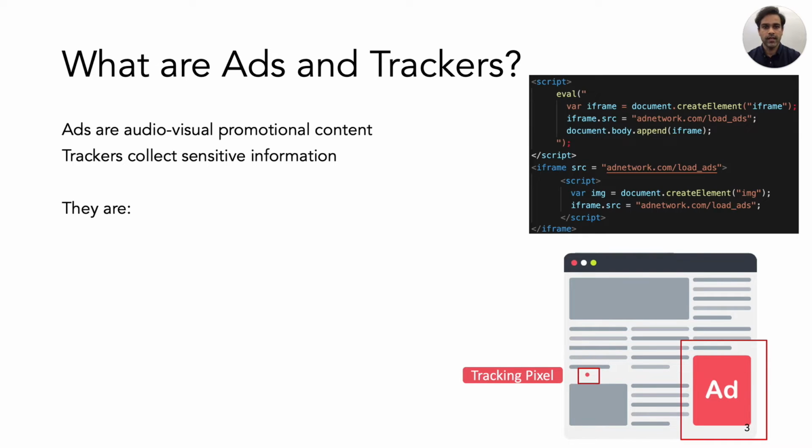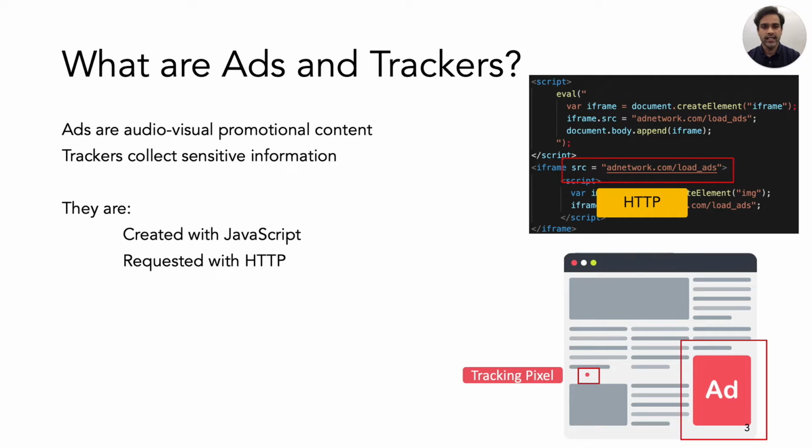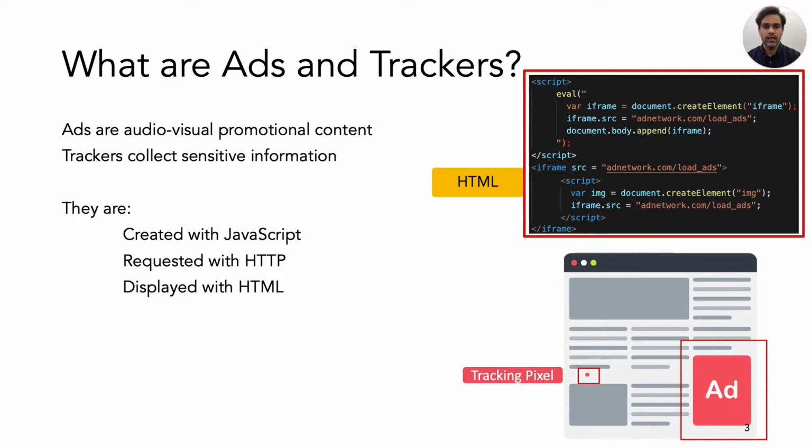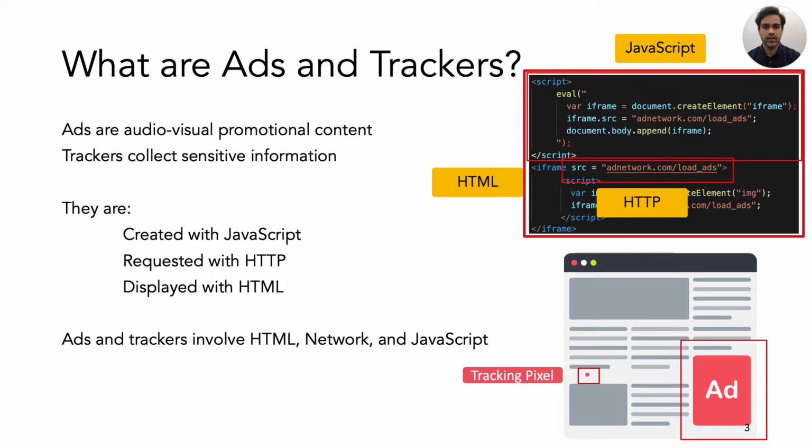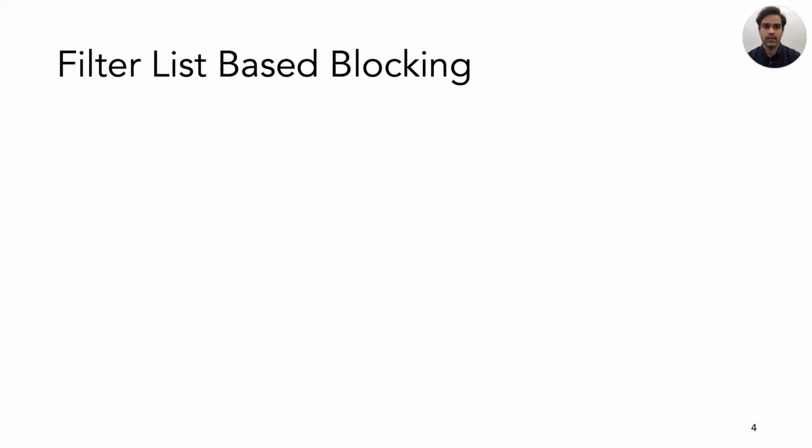If you look at them a little technically, both ads and trackers are created by embedded advertising and tracking scripts on websites, which send HTTP requests to load them and use HTML to display them. So collectively, ads and trackers are a combination of HTML, network, and JavaScript layers of the web stack. Now that I have explained at a high level how online advertising and tracking works, let's try to understand how ad and tracker blockers work.